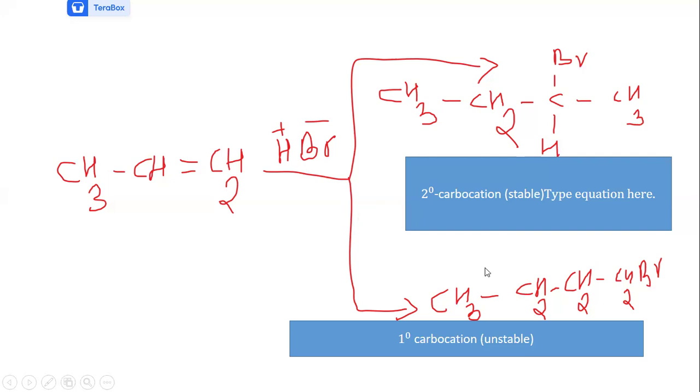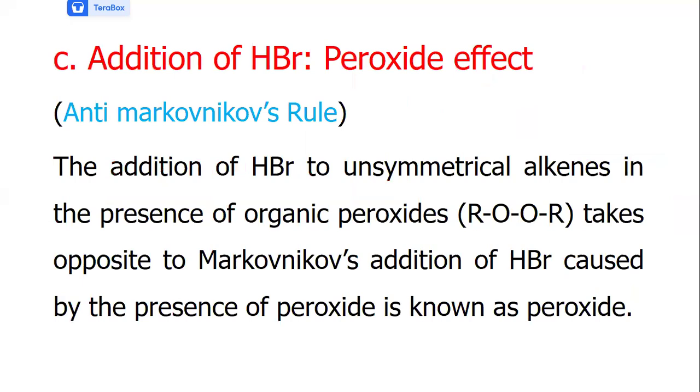But if the negative part goes to the carbon with the higher number of hydrogens, and the hydrogen goes to the lower number, it is unstable. This is Markovnikov's rule. Addition of hydrogen bromide in the presence of peroxide, the peroxide effect, is also called anti-Markovnikov's rule.